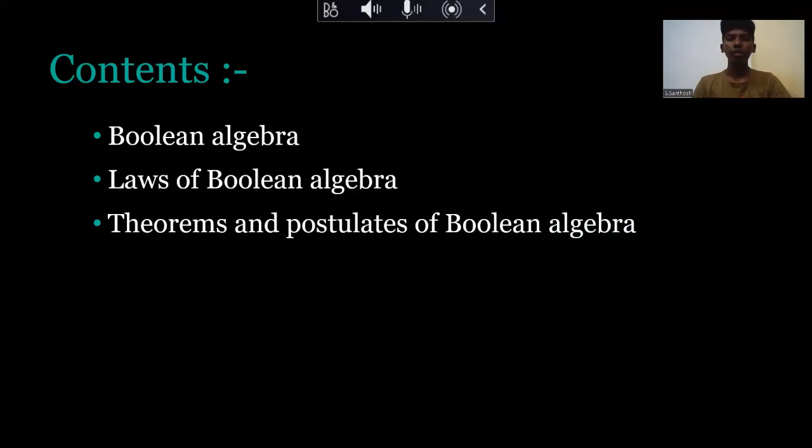So these are the topics that we'll be covering today. Boolean Algebra, laws of Boolean Algebra and theorems and postulates related to it.